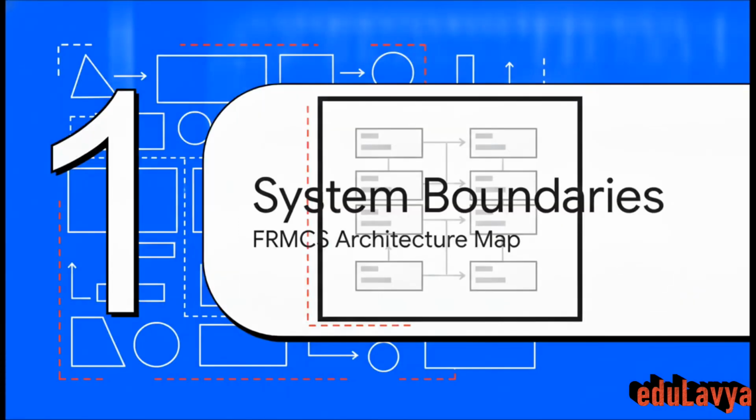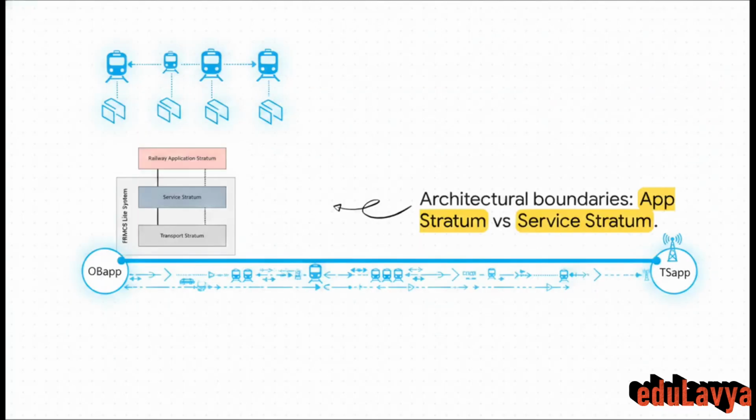Section 1. FRMCS system and boundaries. Let's lay the groundwork. Before we even talk about how applications connect, we have to know exactly where the borders are drawn. Think of this architecture as having a hard horizontal line. Above that line, you have the railway application stratum. Below it, you've got the service and transport strata. By defining this strict boundary, FRMCS gives us incredibly specific reference points where applications actually plug into the network.